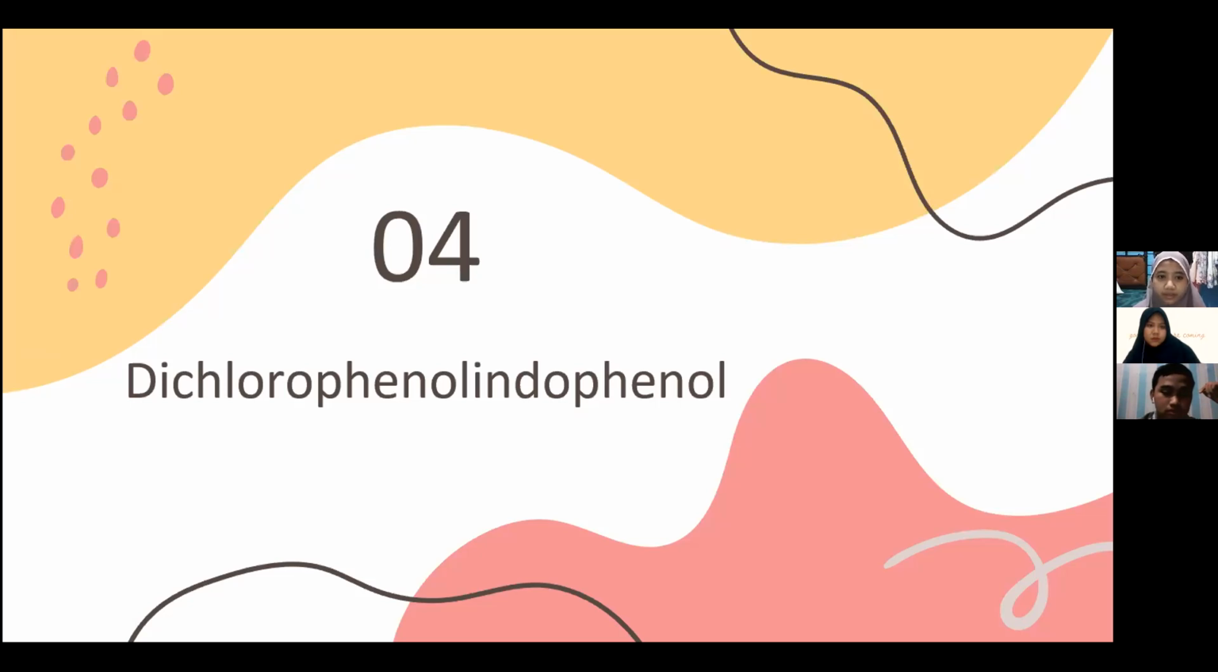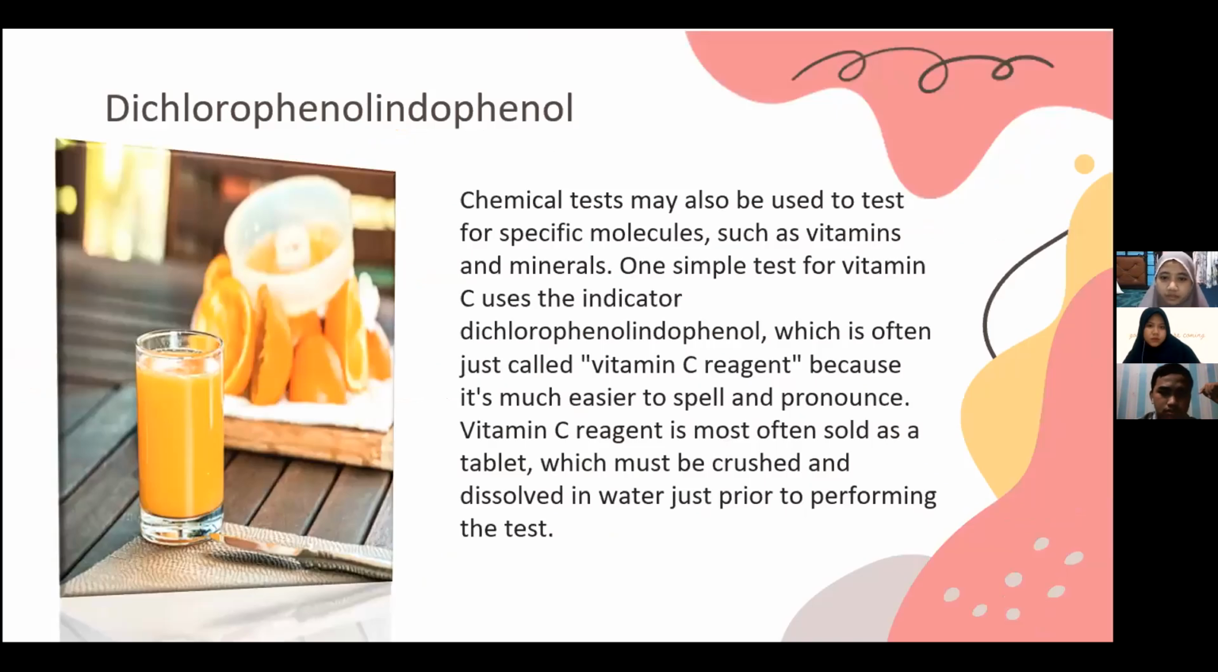Chemical tests may also be used to test for specific molecules such as vitamins and minerals. One simple test for vitamin C uses the indicator dichlorophenolindophenol, which is often just called vitamin C reagent because it's much easier to spell and pronounce.